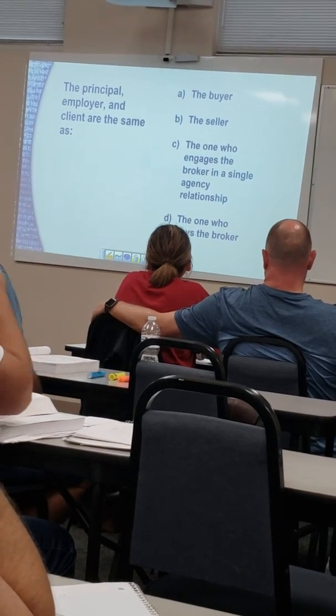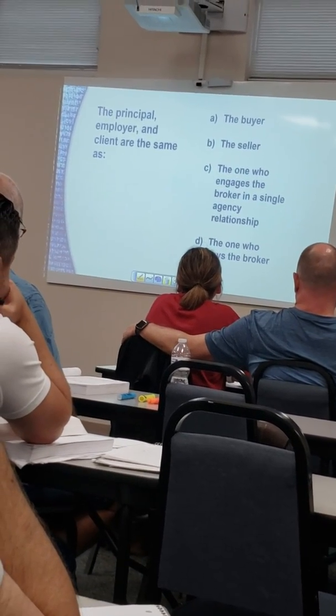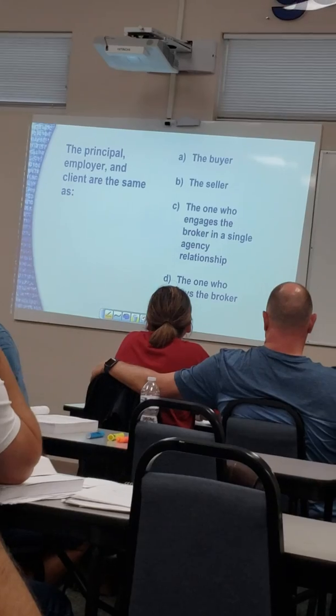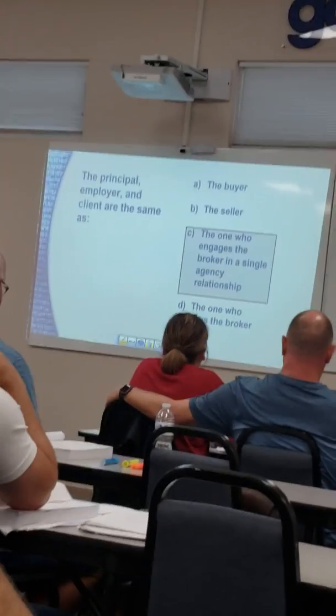The only time a broker has a principal or a client or an employer is when they're in a single agency relationship. That's the legal relationship that the broker has with the public. Your relationship with your broker is also the same. So when it comes to relationships, there are duties that are ingrained in law. These are duties that the law insists that you owe to the public, the broker and the broker's agents.